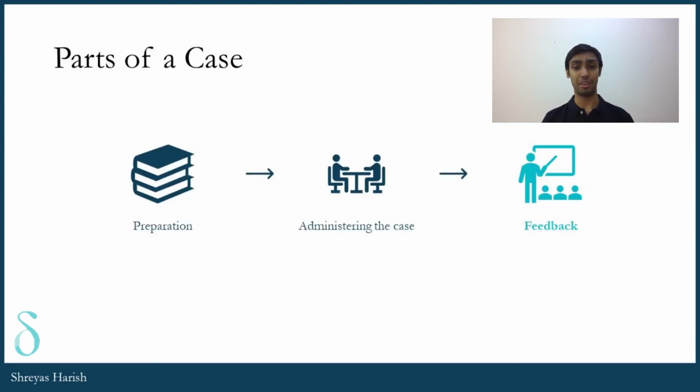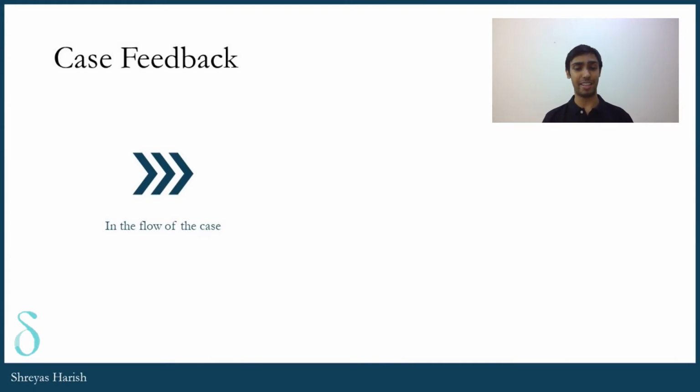Once you're done administering the case, you should have a thorough set of notes with you, which will look pretty similar to your notebook if you were the one solving the case, perhaps with a few more notes here and there on the side. The way to give feedback at the end of the case is in 3 steps, where you first of all run through the entire case. Do this in the flow of the case. Don't jump around to the things that they did right and then the things that they did wrong. Make sure you go in the same flow of the case.